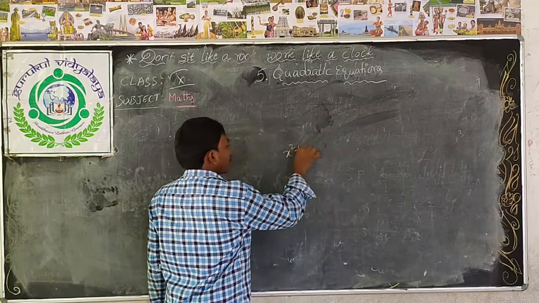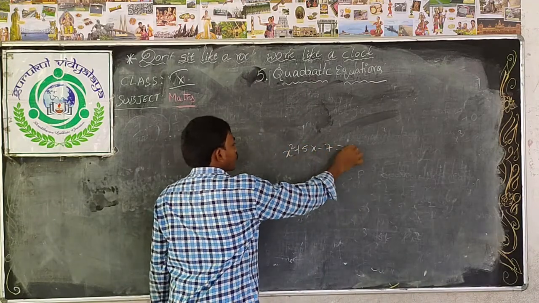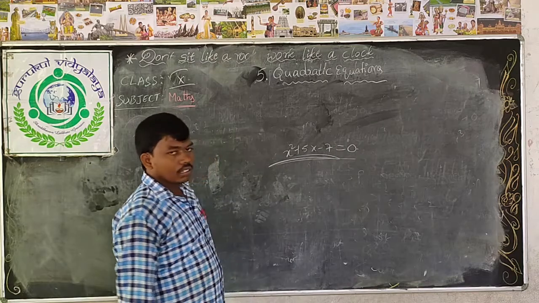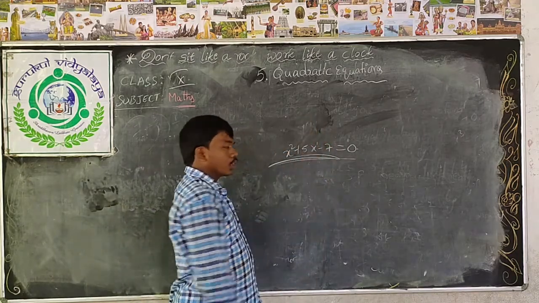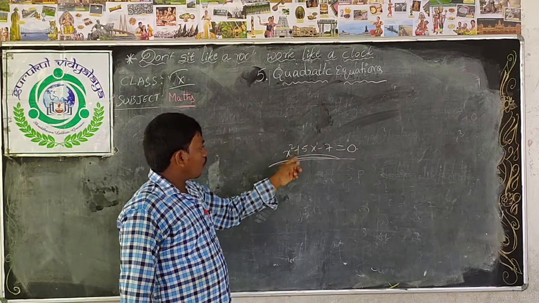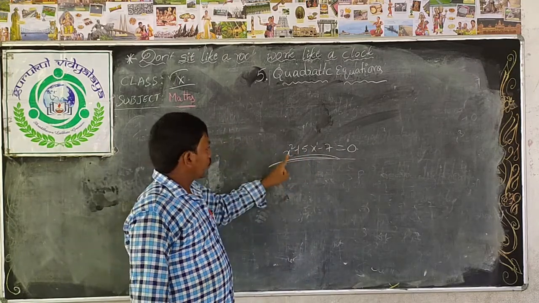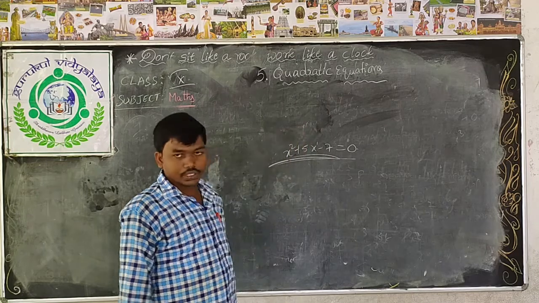x square plus 5x minus 7 is equal to 0. So what is the degree of the equation? What is the highest power here? 2 is the highest. The power of x is 1. Out of 1 and 2, what is the highest? 2. So degree 2 is called a quadratic equation.